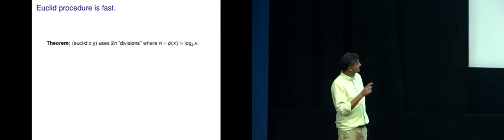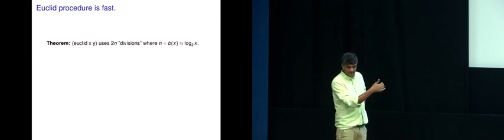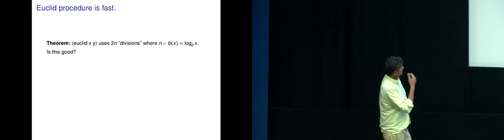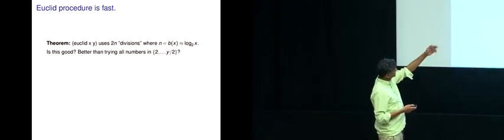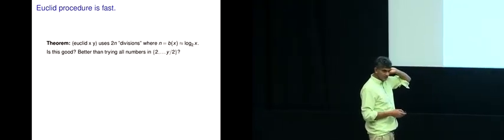Okay, so now if you have numbers x and y, I'm thinking of n as the size of the numbers, the number of bits in the representation of x or y, the max, some number n that's larger than the number of bits in x or y. Okay, so is this good? It's better. Is it even better than trying all the numbers? Do you see that it's better?